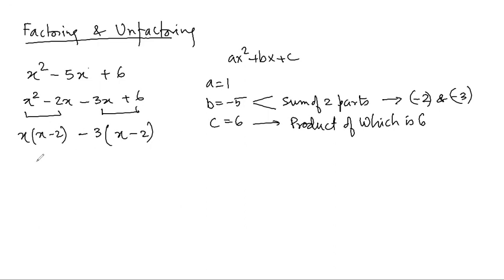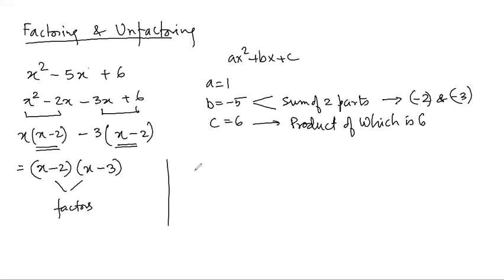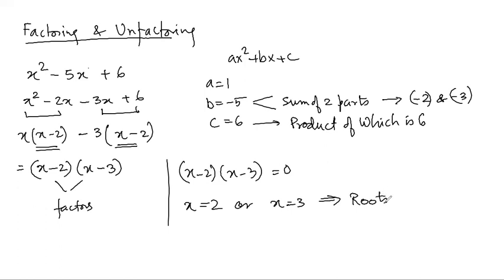Next, you observe that x minus 2 is present throughout, multiplied with x as well as with -3. So you take that x minus 2 common again and you get x minus 3. So you have got the factors. If you equate the factors to 0, x minus 2 times x minus 3 is 0, that only happens if one of them is 0. So we have either x equal to 2 or x equal to 3, and these are called the roots, or the x intercepts.